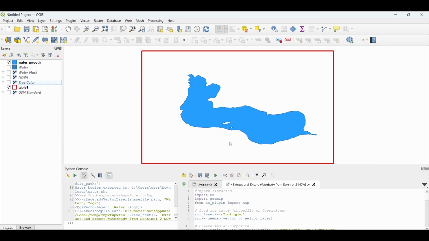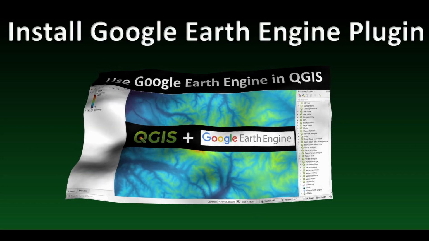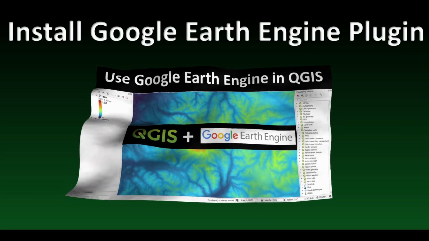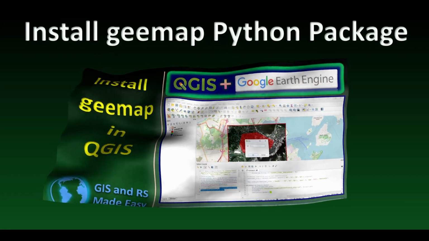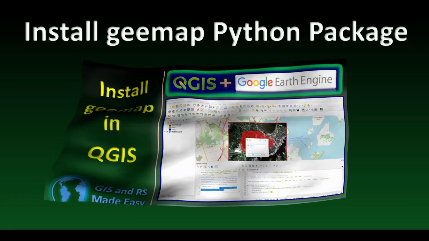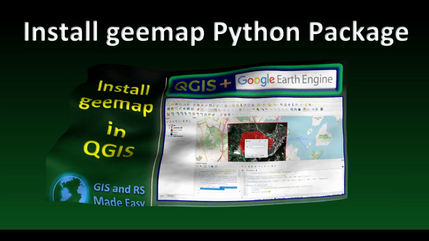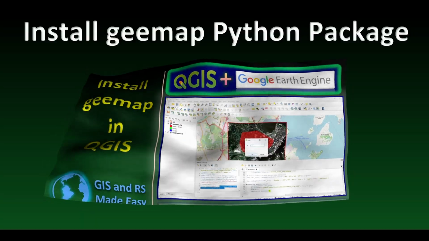Let's dive into it. To use the Python script, you need to install the Google Earth Engine plugin and connect your Google Earth Engine account to it. For additional functionality, you should also install the Gmap Python package. If you haven't done this yet, I'll share the links to those videos so you can follow along.